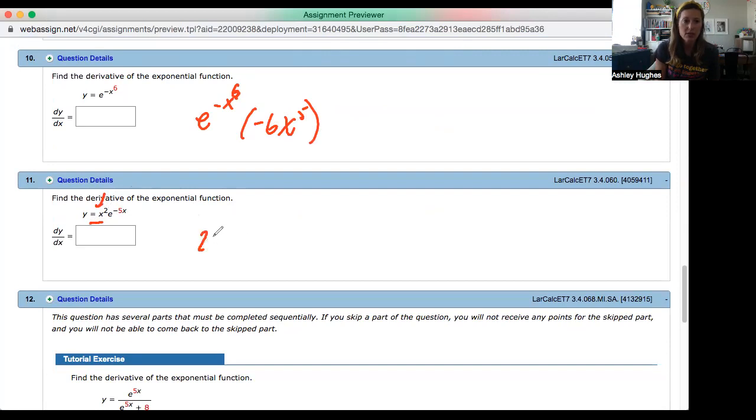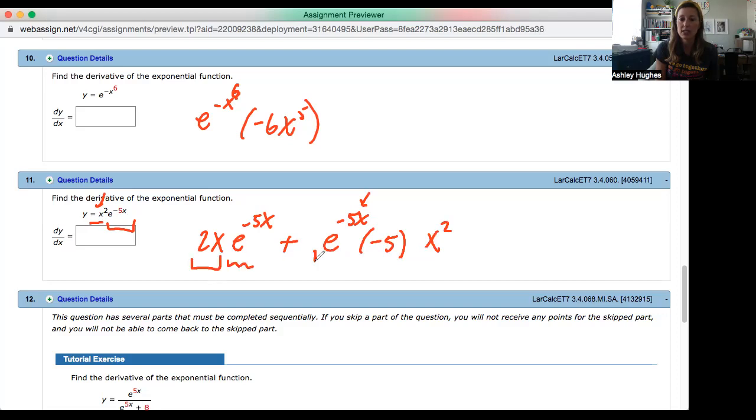Okay, so the derivative of the first is 2x, then times the second one, then plus the derivative of e to the something, which is e to the something times the derivative of this, which is negative 5, and then times the first, because product rule has these 4 parts: derivative of the first times the second, derivative of the second times the first. So 2x e to the negative 5x minus 5x squared e to the negative 5x.